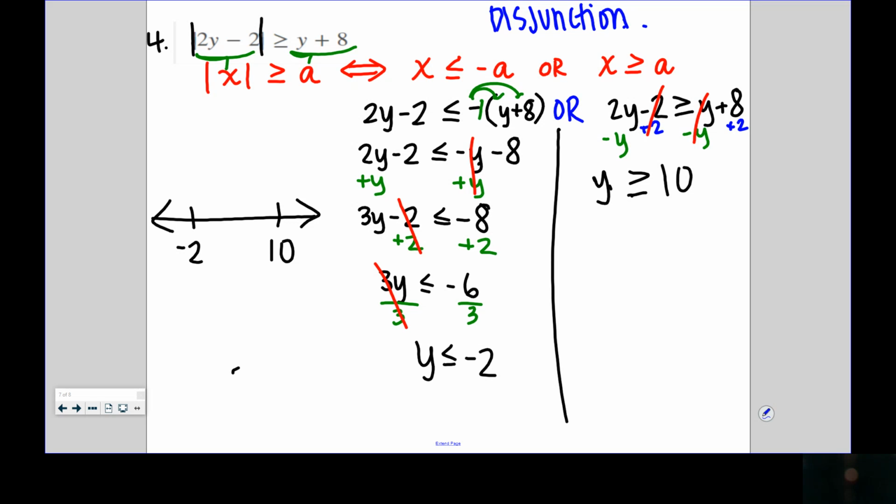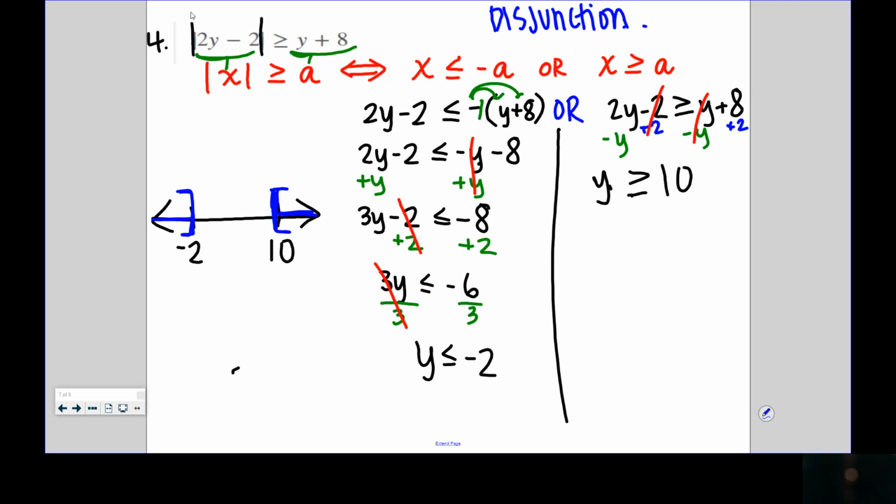y is less than negative 2, that would be over here. y is greater than or equal to 10, that would be over here. All right, now you're just going to put in your parentheses or brackets. Which one should it be here? Brackets, because we have the little equal to symbol. And you're just going to open the brackets towards the shaded part. So open the bracket towards the shaded part. Our graph is done.